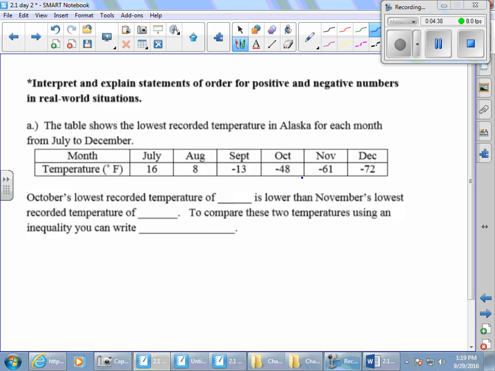So here it says October's lowest recorded temperature. So I'm going to go to October, negative 48, is lower than November's temperature. So November was negative 61. Okay, that is actually not lower. This would be higher than. The temperature was higher if it's negative 48. And then we can compare these two using negative 48 is greater than negative 61.